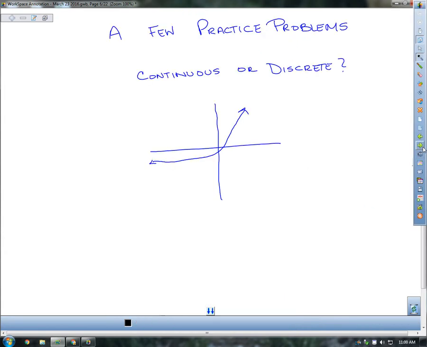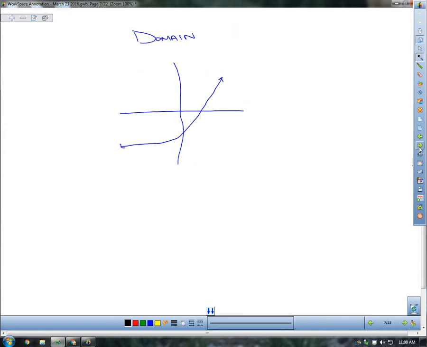Okay? So here's a few practice problems. So I want you to go ahead and answer this. Okay, was that continuous or discrete? This was continuous. What is the domain of this function? Okay, so the domain is all real numbers because it has a left arrow, continues going to the right, didn't skip anything, and we have an arrow on the right, so it has to be all real numbers.